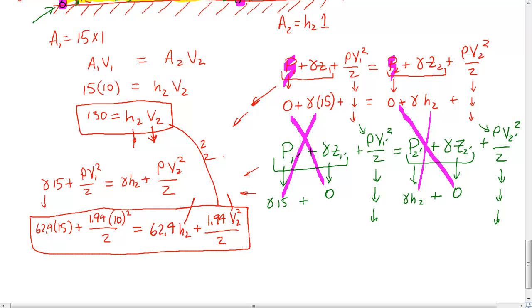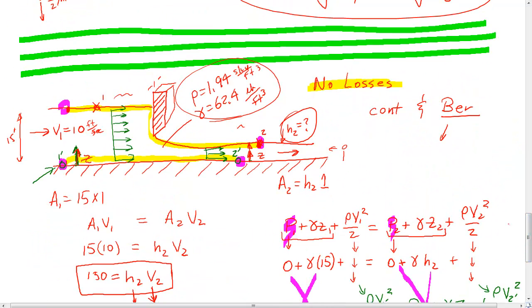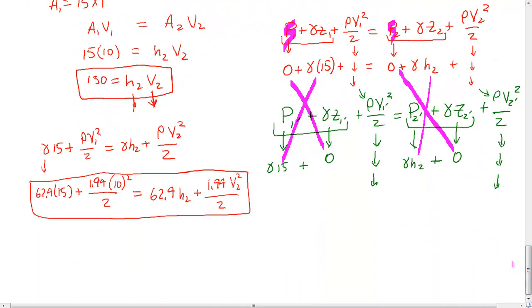Now let's decide what we're going to solve for. What I usually like to do in these particular problems is solve for the elevation. In other words, I need to solve for two things at the exit. I need to solve for V2, and I also need to solve for H2. I usually solve for H2 first and then go back to solve for V2. That's just my preference. You can do it any way you want.